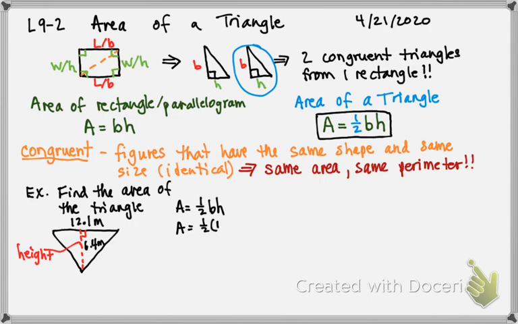So we've got the base is the 12.1 times the height is the 6.4. So the height is always going to be the number that is next to wherever that line that contains the right angle. Okay.